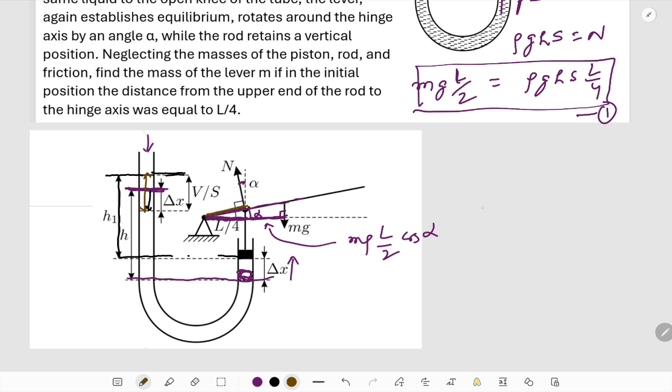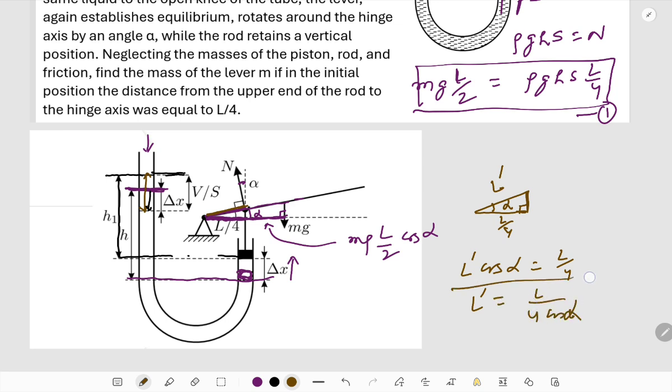And here you can see the triangle, this L by 4. So this is the new lever length, say L dash, and this angle is alpha. And this length is L by 4. So in this case, from this triangle, because this angle is right angle, you can say hypotenuse times cos theta equals base. That means L dash cos alpha will be equal to L by 4. That means L dash will become L by 4 cos alpha. That is the new lever arm of the normal force.